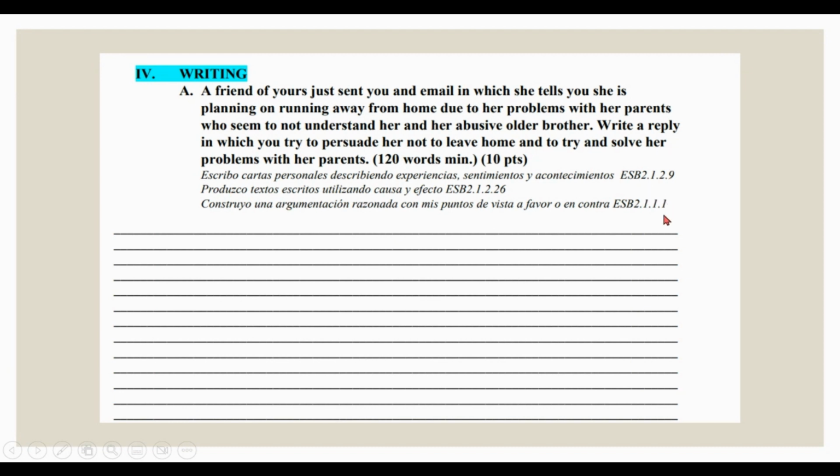Finally, in this last exercise, following the guidelines set by the curriculum for this level at the school where I work, students will demonstrate their abilities to write personal letters describing experiences, feelings, and events, produce written texts using cause and effect sentences, which was worked on before in different exercises, and construct and reason arguments with their views for or against a specific situation, in this case, the situation that is proposed. Here they are asked for a minimum of 120 words.